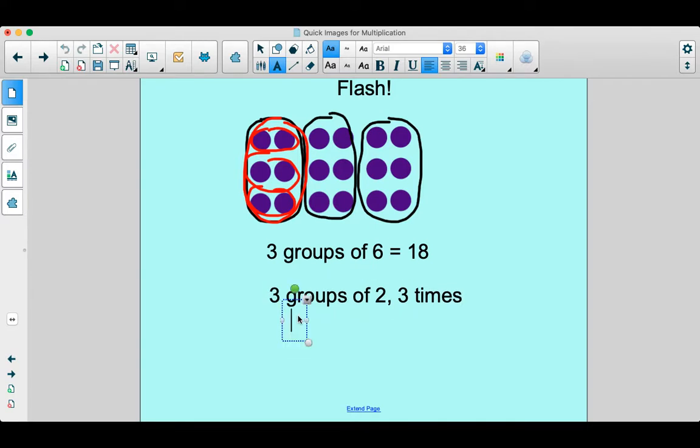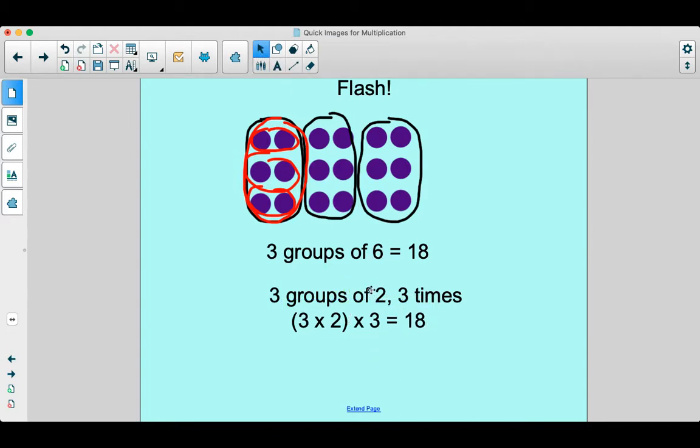3 groups of 2. 3 times 2. And then I actually did 3 times 2. How many times? 1, 2, 3. So 3 times 2 times 3 equals 18. So you can actually split these up even. Ooh, there's so much math involved in these types of things. I love it so much.